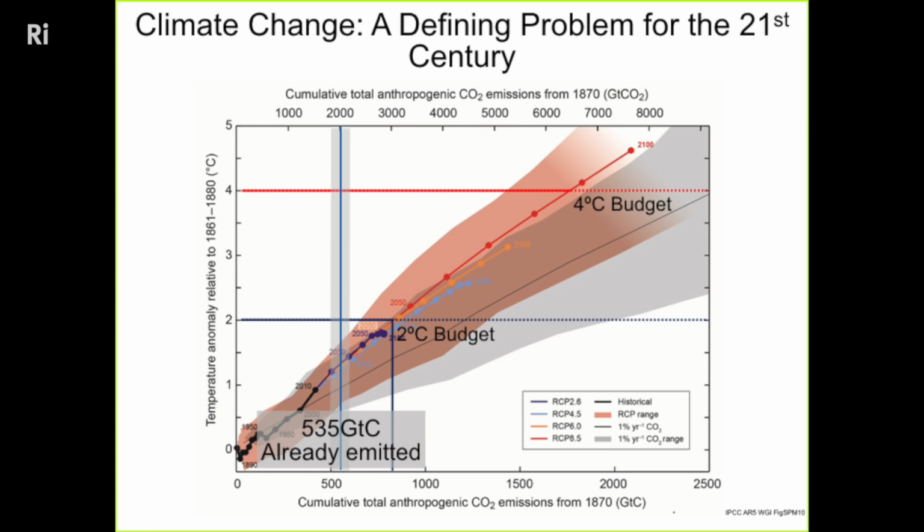But we've already emitted 535 of that. So we're halfway to 2 degrees. This last year, global mean temperatures went to 1 degree, but we've had 2/3 of our allowable carbon budgets.